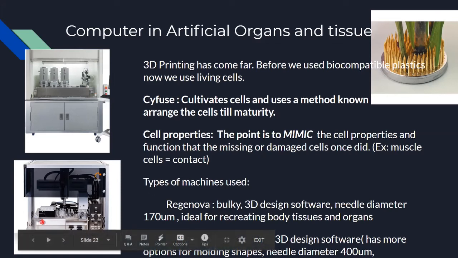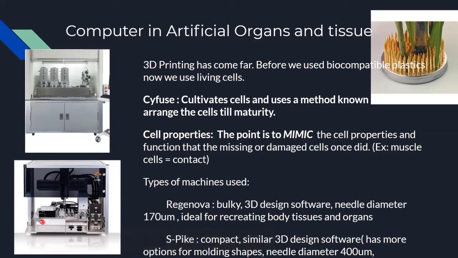For example, if they wanted to replace muscle tissue, they would want to use muscle cells, and they would want them to be able to compress and expand without tearing and having the same properties of muscle cells. There's two machines that they use, Regenova and S-Spike.